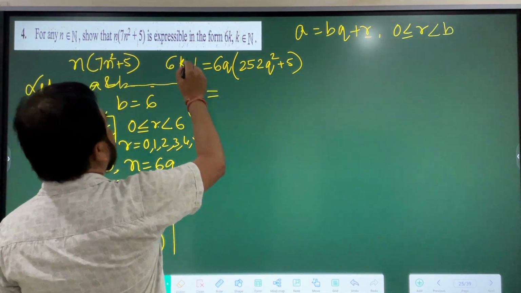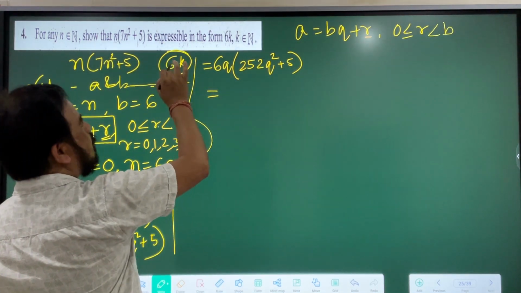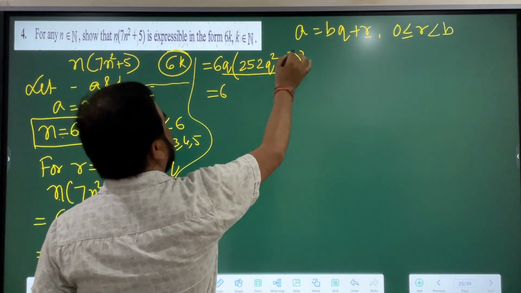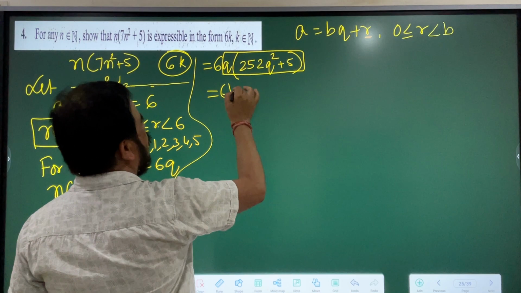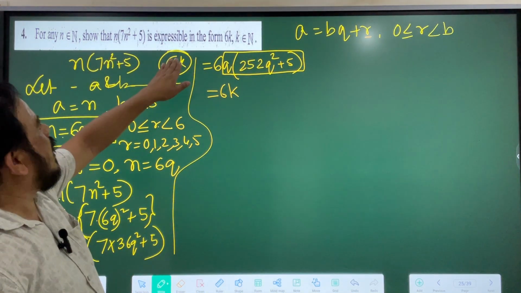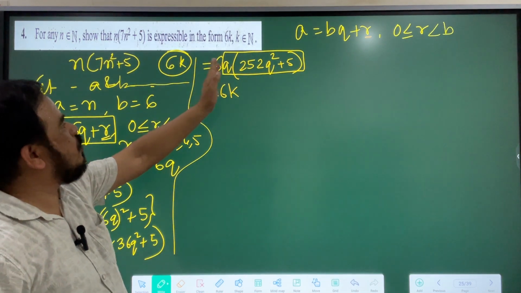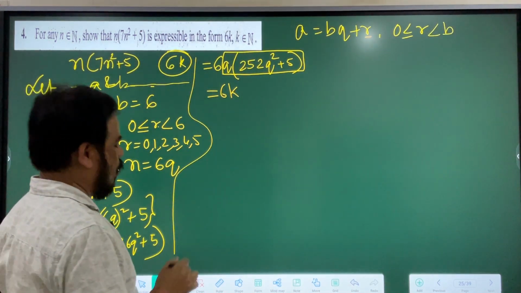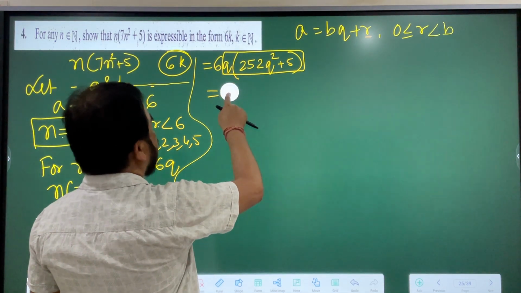Okay, what do we have to get? We have to get 6k. So 6 is already there, so this whole term we can think as k. Do you understand that? I hope you understand. What is our aim? To get 6k. 6 is already there, so the rest of the terms we can take as k. No problem for us. Or you can do one more term.